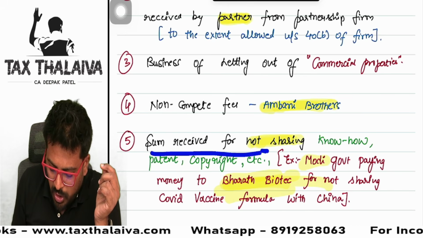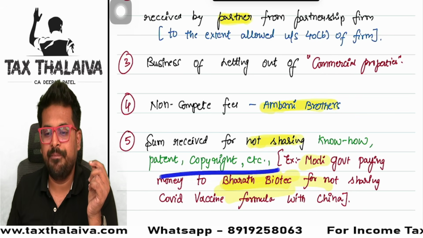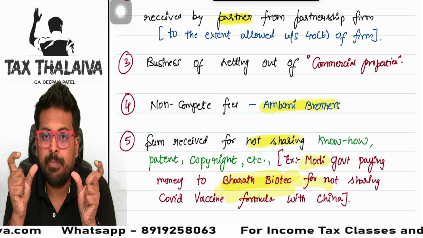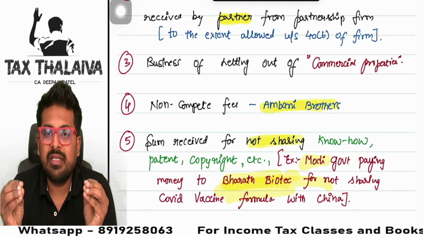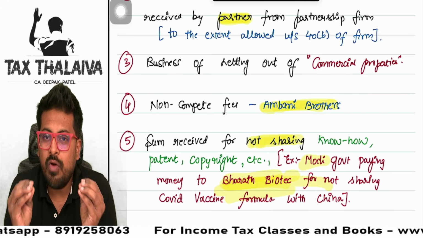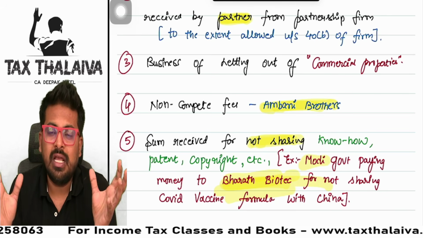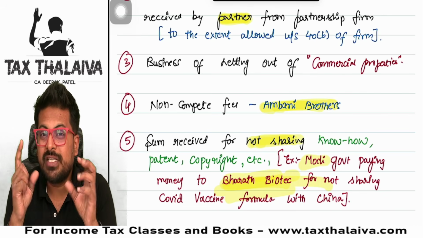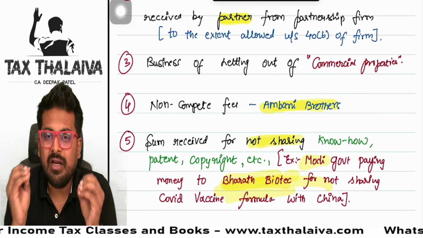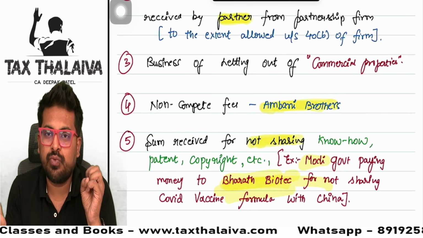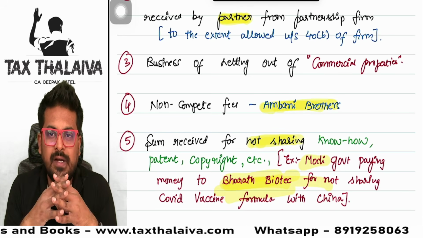Then, sums received for not sharing know-how, patent, copyright. During COVID, there was a company called Bharat Biotech which invented the COVID vaccine. Now, the COVID vaccine was exported throughout the world. Every country, we exported from India. But China was an evil country at that point of time. No one was liking China, because China is the place where COVID actually started.